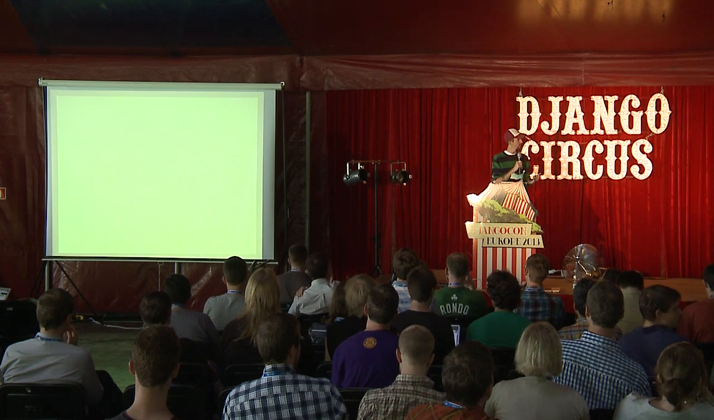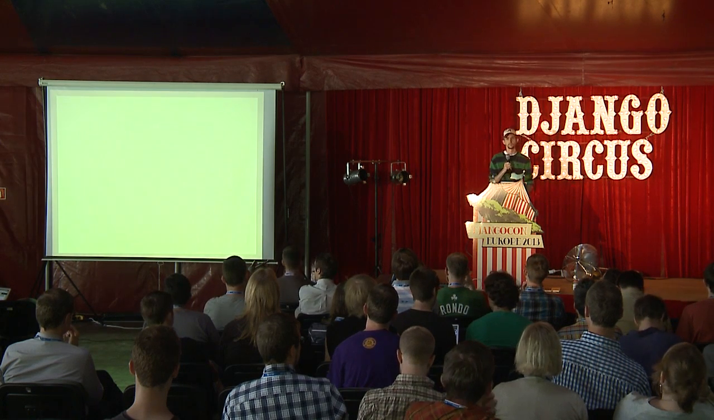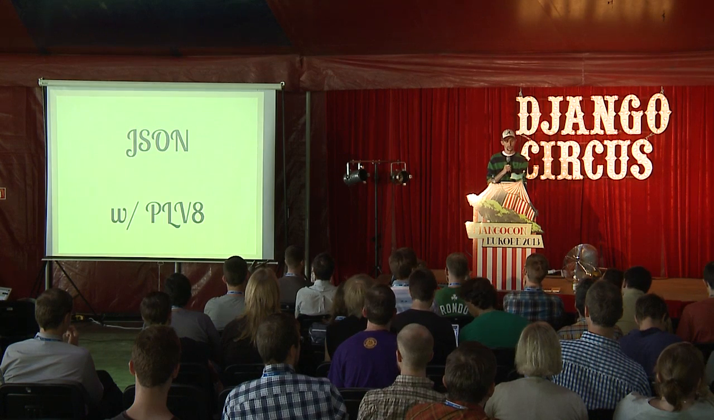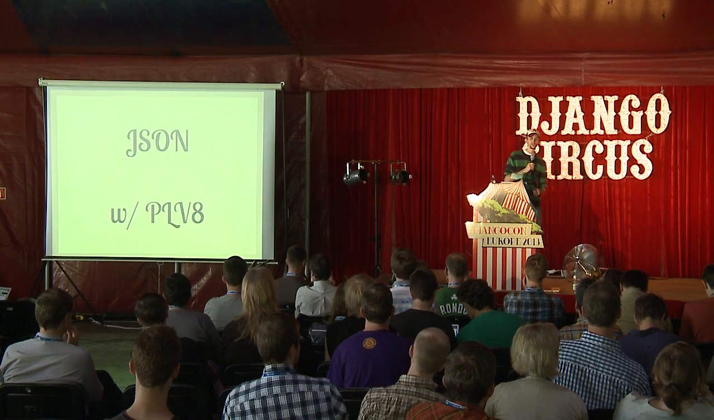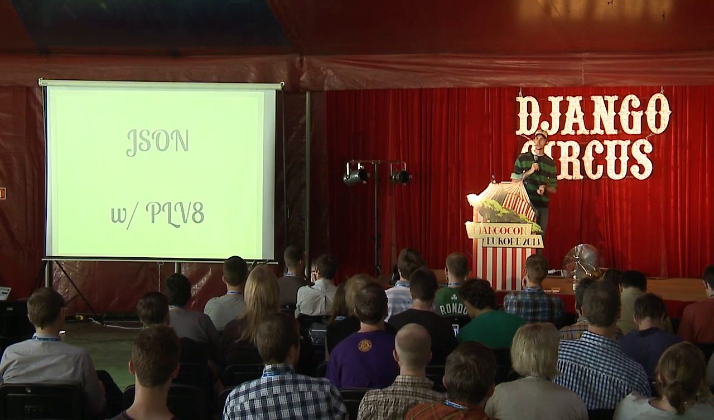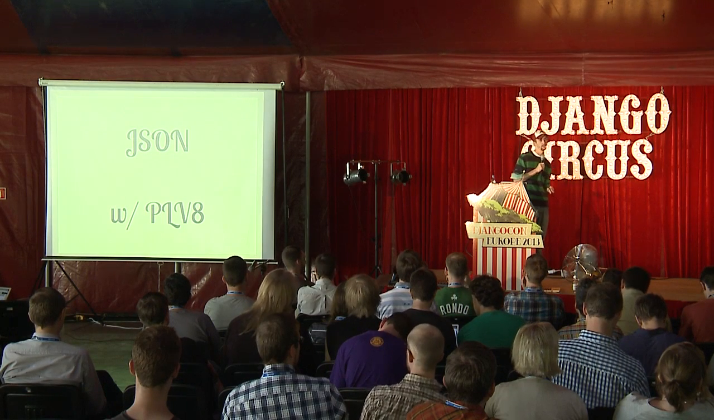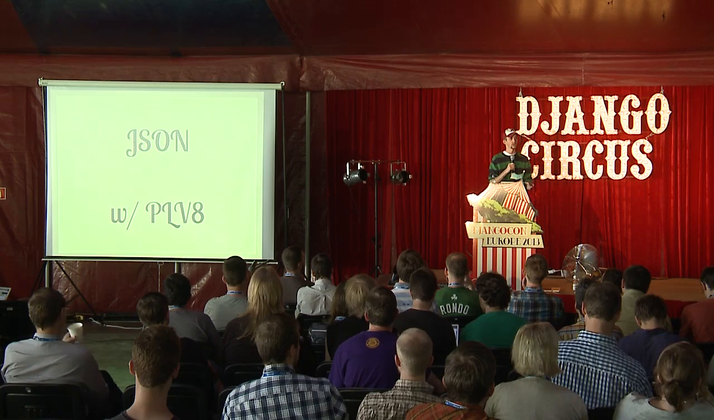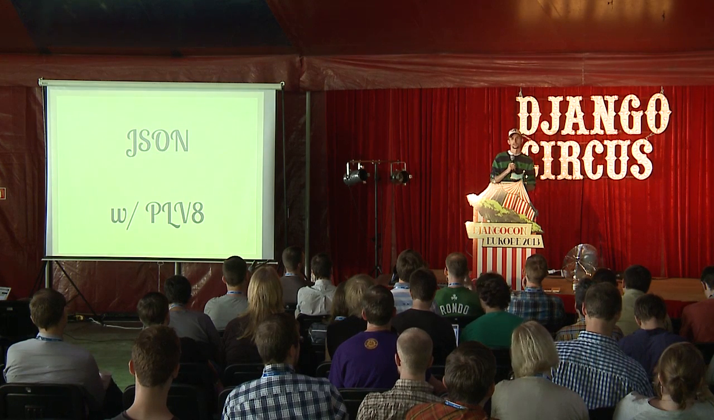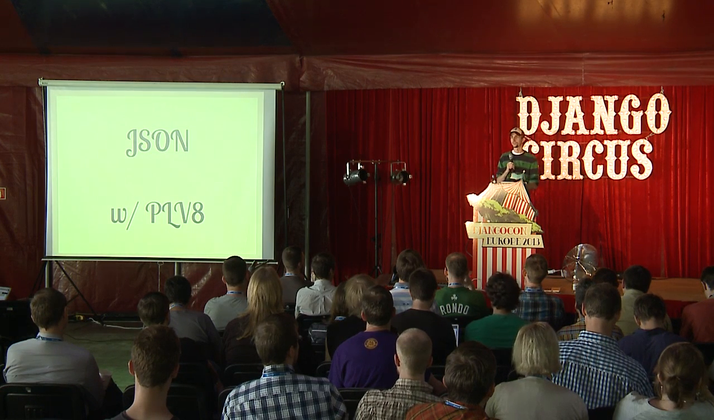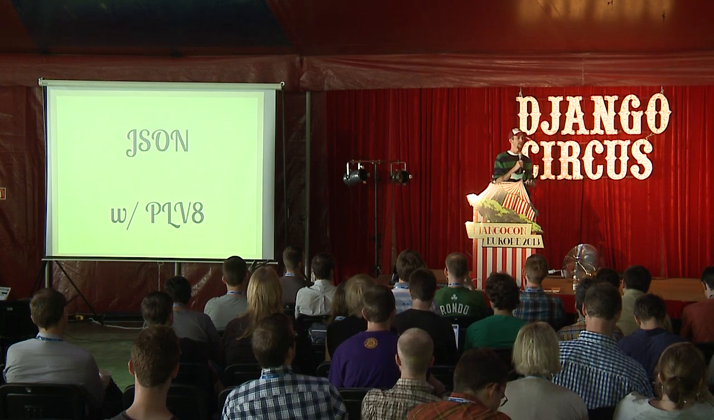So HStore is great. One thing I want to call out is JSON, which is in Postgres 9.2. Christoph talked a little bit about this also. It's fairly limited in 9.2, but you can use PLv8. So PLv8 is a full JavaScript engine inside Postgres. It's the same V8 engine that's running in Chrome, essentially, that's now inside your database.